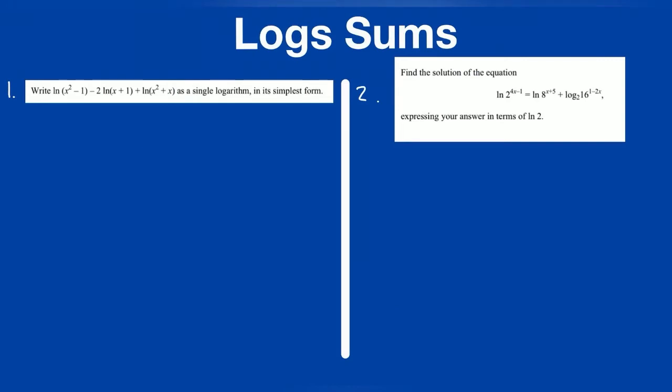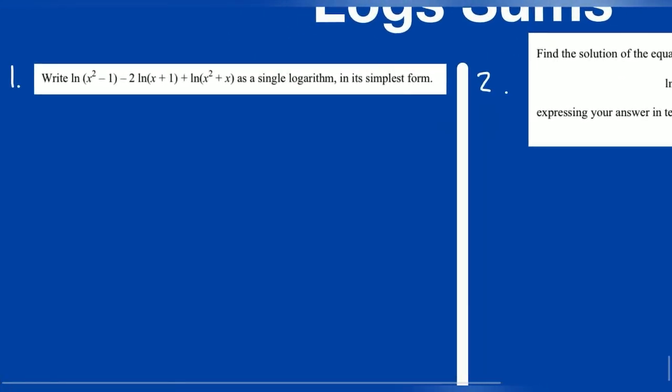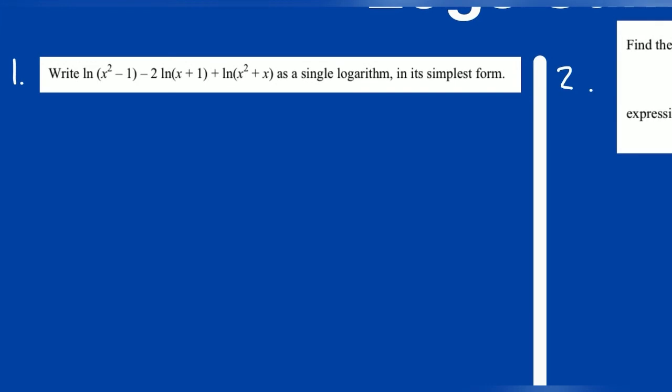So now I'll be solving two sums. Both will test the rules that we just went over. So the first one is a simplification sum. We have this large logarithm, like a series of logarithms, and they want us to express this as a single log in its simplest form.